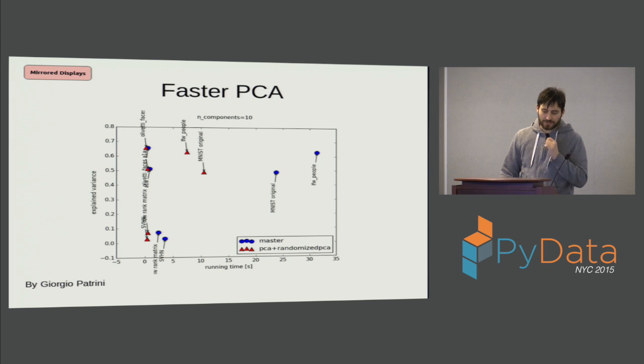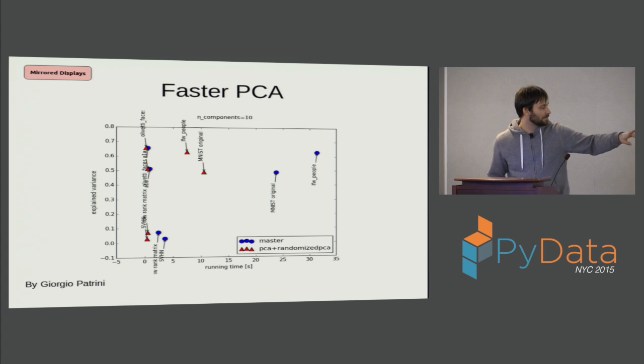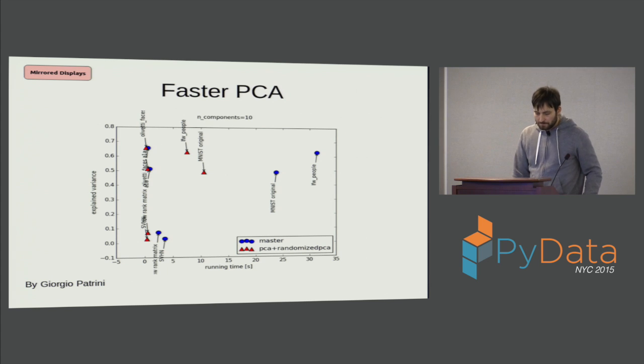In the new development version, we'll also have faster PCA. There's a plot of running time on the x-axis, so you want to be to the left, and explained variance, which is a measure of error, so you want to be down and to the left. It's a comparison: blue points are what is now in the release version, and red points are what will be in the development version. Basically everything moved a lot to the left without getting much worse. So PCA will be much, much faster in the future.